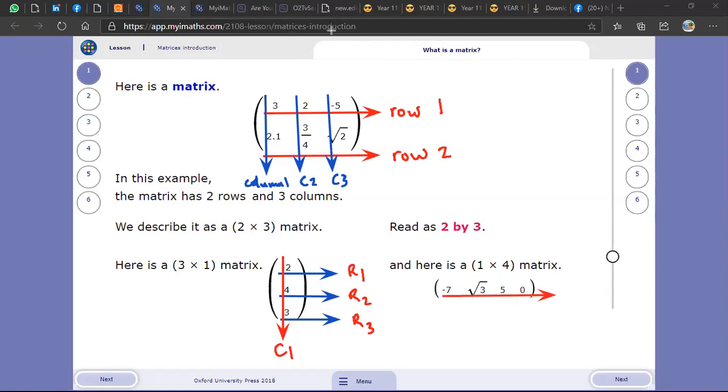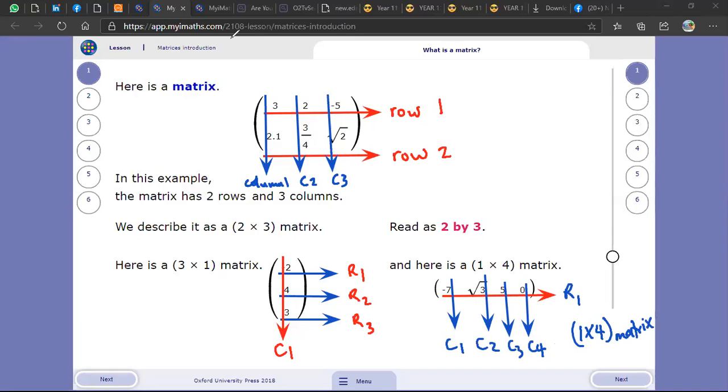So I can easily identify that apart from that, I also have 1, 2, 3, and 4 columns, okay? In that case, we're looking at a situation whereby you're talking about only 1 row, but C1, C2, C3, C4, 4 columns. So this is going to be a 1 by 4 matrix. That's the order of this matrix, a 1 by 4 matrix. So let's take note of that.